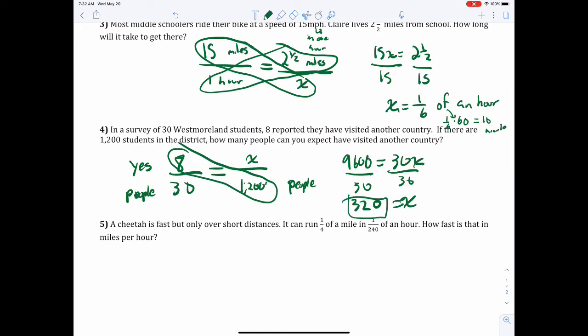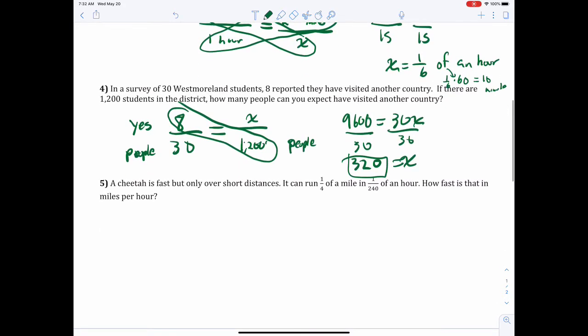All right. Last one here. This is kind of tricky. A cheetah is fast, but only over short distances. It can run 1/4 of a mile in 1/240th of an hour. So it can run a short distance in a short amount of time. So let's see how fast that is in miles per hour.